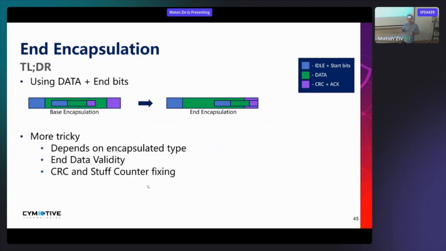There are certain limitations on the end of the data here, which may cause this message to be illegal or invalid. So not all data can be supported here. And also, because the CRC and stuff counter of the encapsulating message are now being set to a specific value depending on the encapsulated message, we will also need to do some handling to make them correct in the encapsulating message. If anyone is interested to know how, please read the paper.